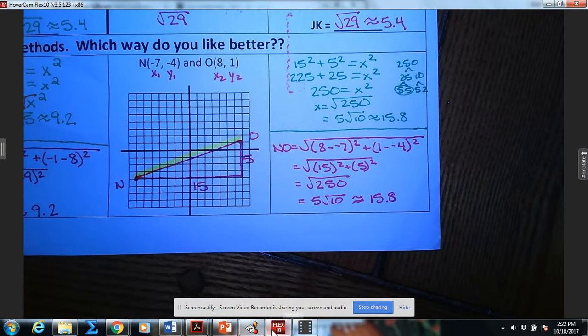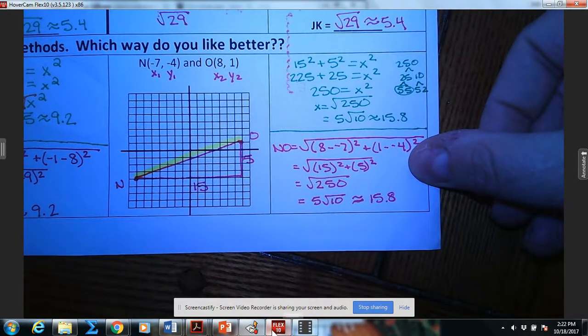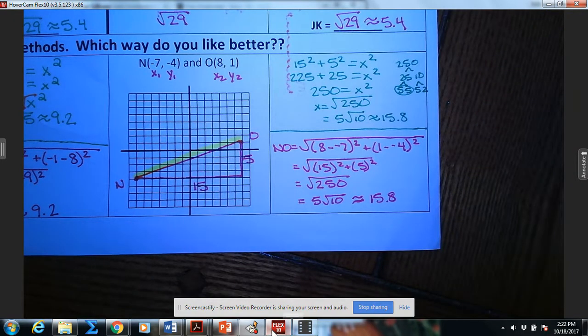So you have lots of options on how you want to handle distance problems. Anytime you're trying to find the distance between 2 points, you've got 2 different options. 1, the Pythagorean theorem. 2, the distance formula. If you choose the distance formula, you can work your magic on the calculator and it'll do everything for you.